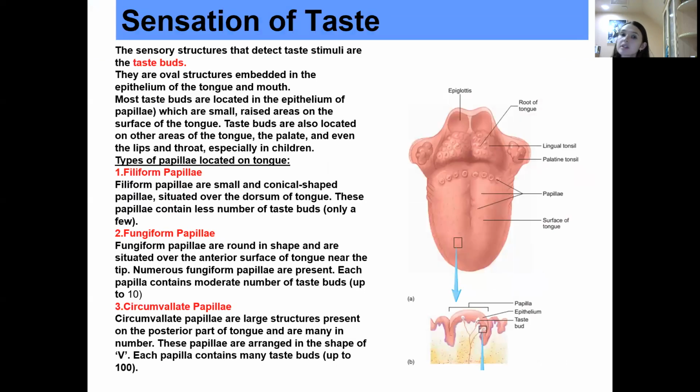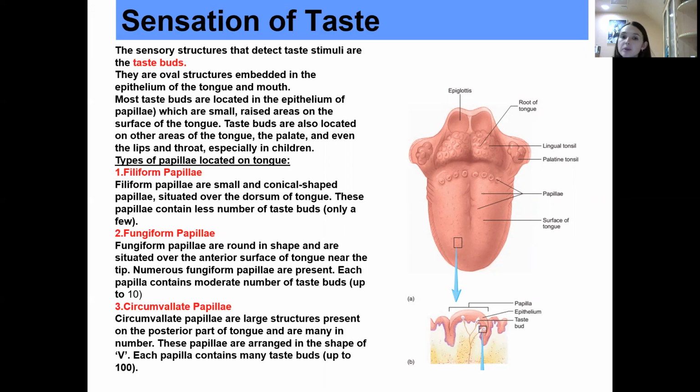Okay, now let us continue and discuss the sensation of taste. The sensory structures that detect the taste stimuli are the taste buds. They are oval structures embedded in the epithelium of the tongue and the mouth. Most taste buds are located in the epithelium of the papillae, which are small raised areas of the surface of the tongue. Taste buds are also located on the palate, and even in the lips and throat, especially in children.